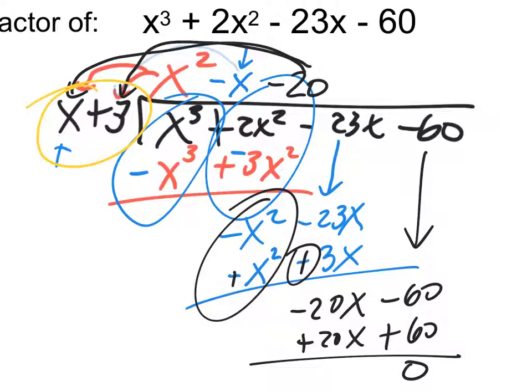x plus 3 apparently is a factor because why? Because there's no remainder. If there had been a remainder, we wouldn't have said it was a factor.